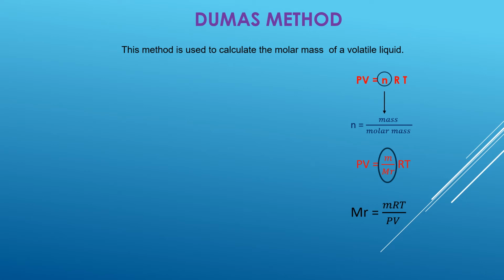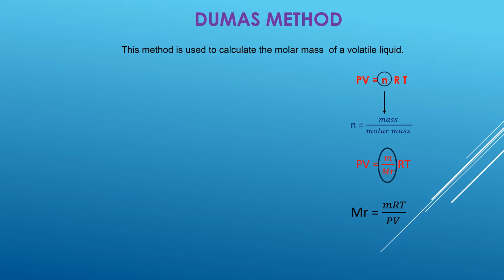In order to calculate the molar mass of a volatile liquid, there are a few variables that are needed. Number one, we need the mass of the gas. The only way we can do that after doing the experiment is to obtain the mass of the empty flask and then the mass of the flask plus vapor, which will give you the mass of the vapor. R is a constant, which is 8.314.